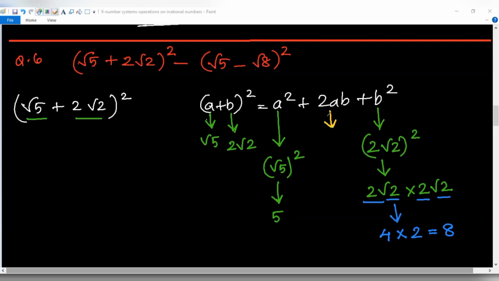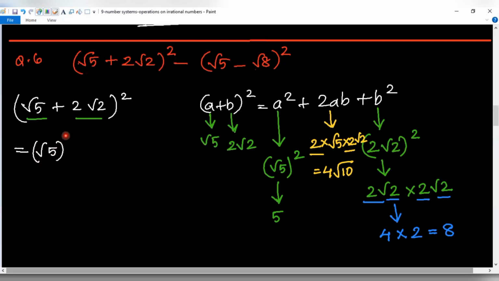What will be this? Okay, 2 times 2 into, in place of a, we have to give root 5. And in place of b, we have to give 2 root 2. Right? So this is 2 into 2 we have, 2 into 2, 4. And root 5 into root 2, root 10. Okay, these are the things we have to write down. For the steps, we will write it as a square plus 2ab plus b square. That form we have to follow.